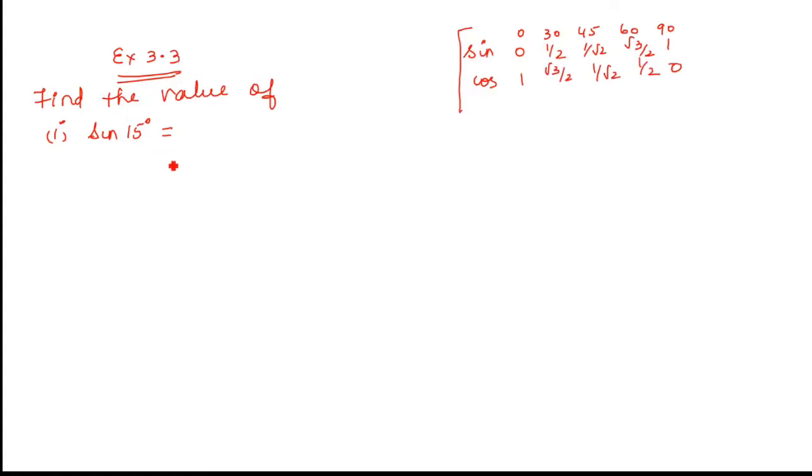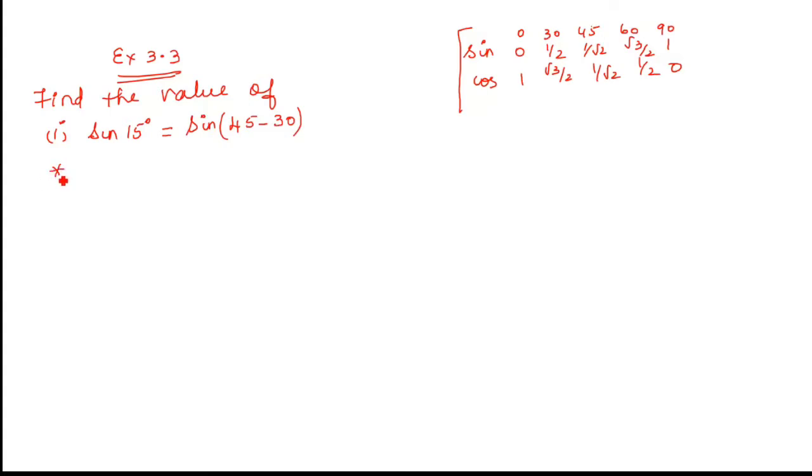So sine 15, if I have to write it using the values which I know, how can I write 15? What is your idea? Can I write sine 15 as sine of 45 minus 30? 60 minus 45 also will give you the same answer. Now this looks like which formula? It looks like the formula sine x minus y.